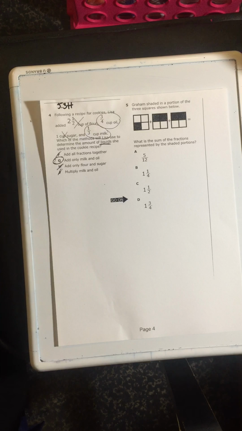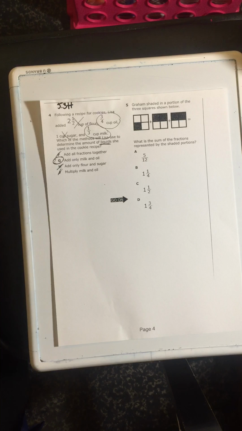So if you missed that question, it comes down to the fact that you are not paying attention to the details in the problem and what it's actually asking you. So guys, you have to be extremely careful to make sure that you are really answering the question that it's asking you, okay? Okay, Graham shaded in a portion of 3 squares shown below.